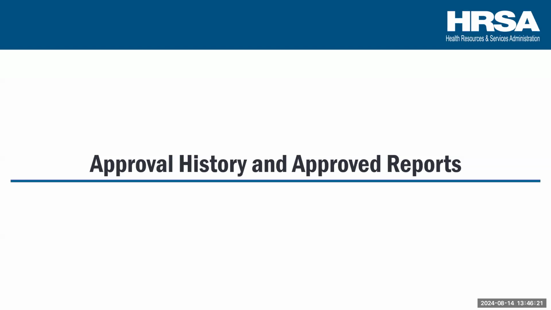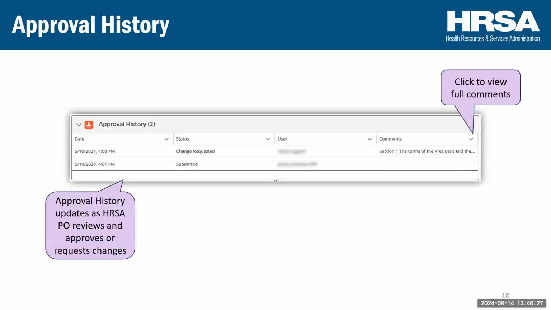Now, let's go ahead and take a look at how to check on the approval status for your report. After submitting your report, you can track the progress through the approval history section. As the HRSA PO makes decisions, you can see if it was approved or if any changes were requested. You can also see all comments added when the report was submitted, approved, or change requested. If you want to see the full comments, on the right side of your screen, select the down arrow to expand.